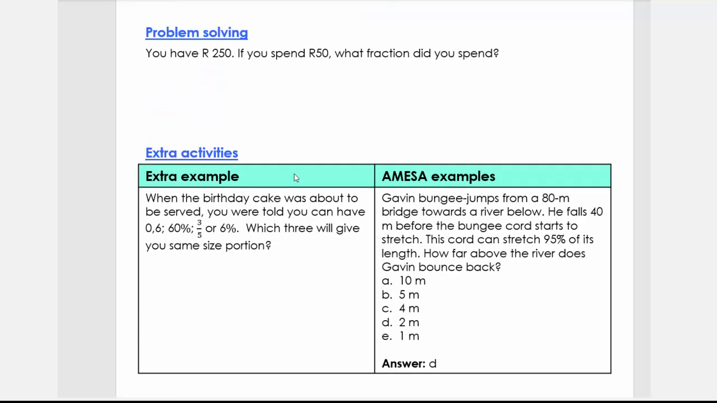We're going to do the problem solving. And then we have some extra examples coming from old test or exam papers.